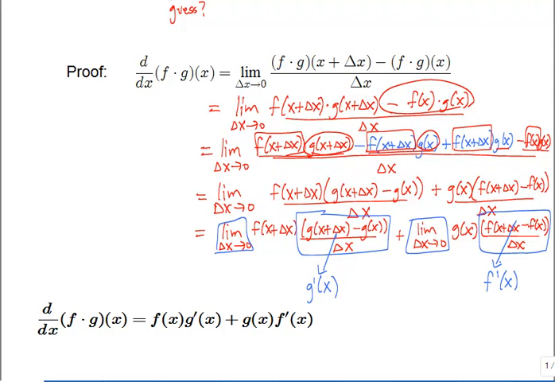Now let's go back to what was left over. In front of this derivative of f, we had that g of x, which isn't a function of delta x at all. So it's acting like a constant times a function. So this g of x will still be there in the limit.